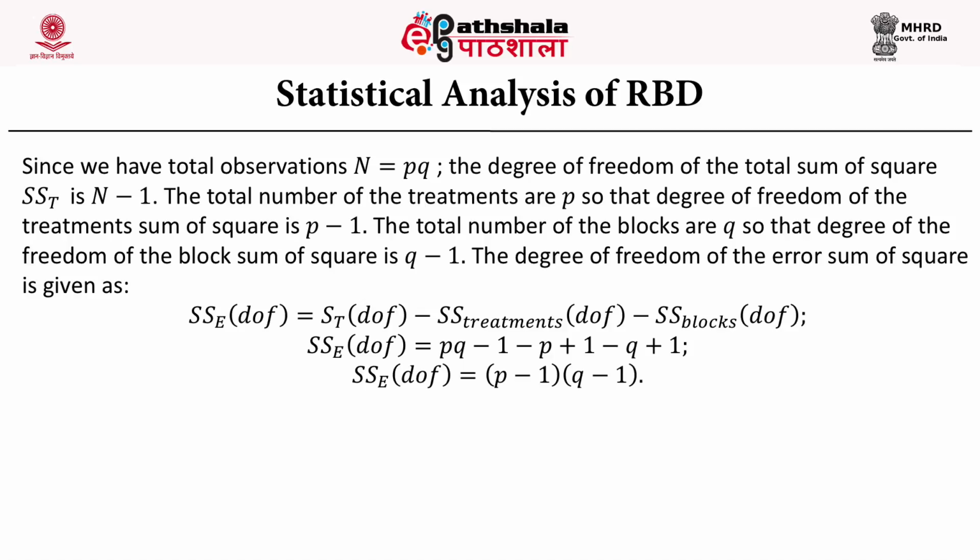The degree of freedom of the error sum of square is given here as: sum of square of error degree of freedom, which is equal to total degree of freedom minus treatment degree of freedom minus block degree of freedom. So the error degree of freedom is equal to PQ minus 1 minus (P minus 1) minus (Q minus 1), which comes out to be (P minus 1) into (Q minus 1).